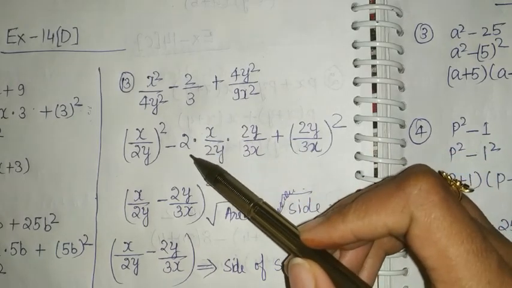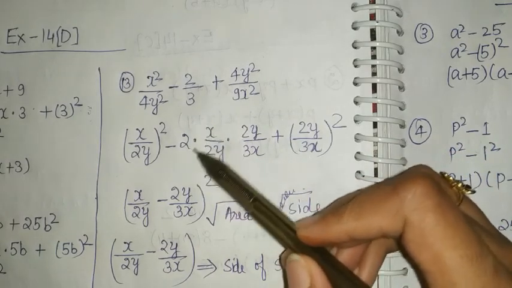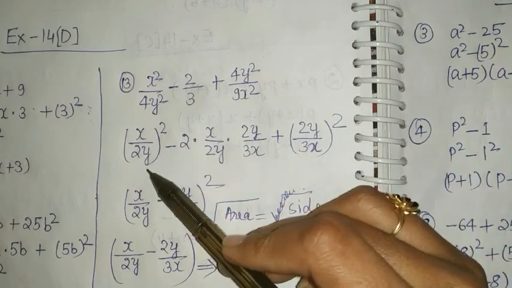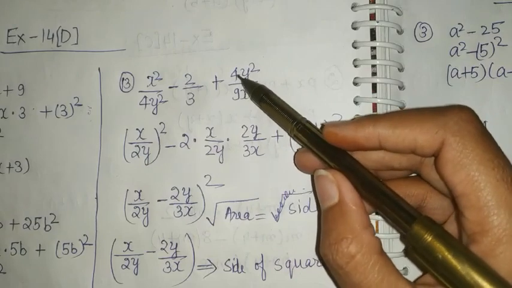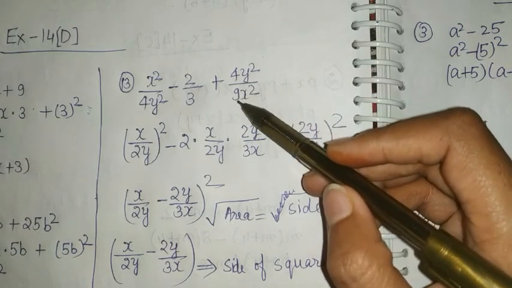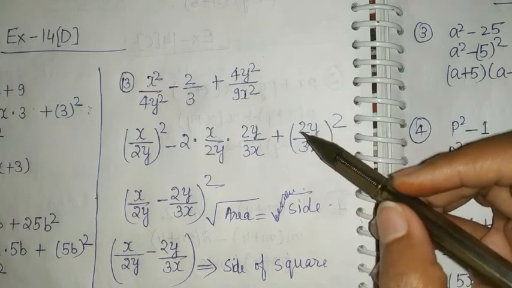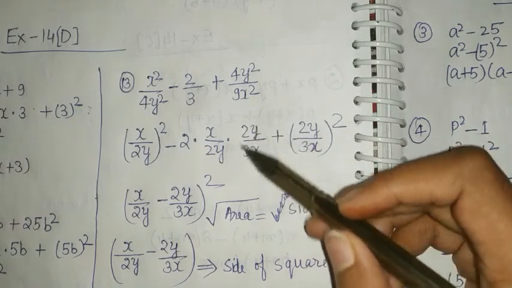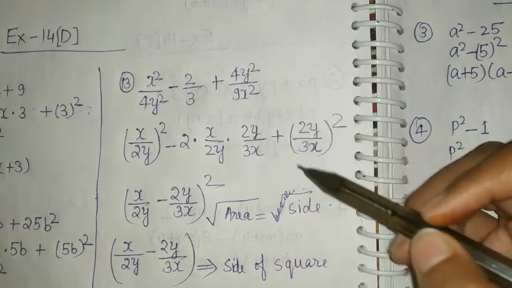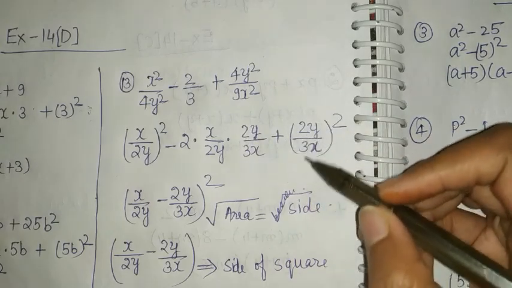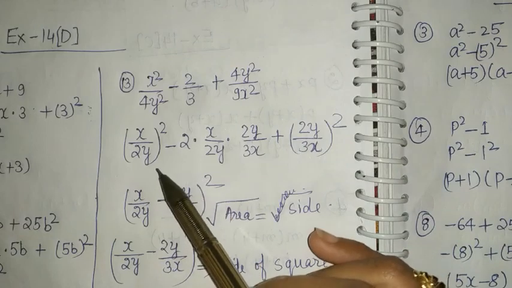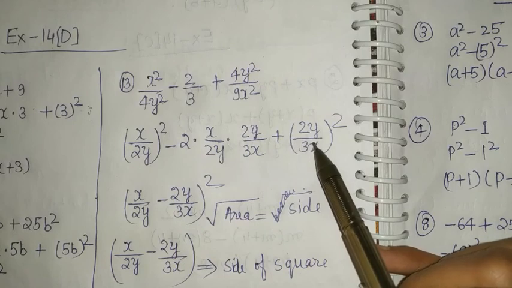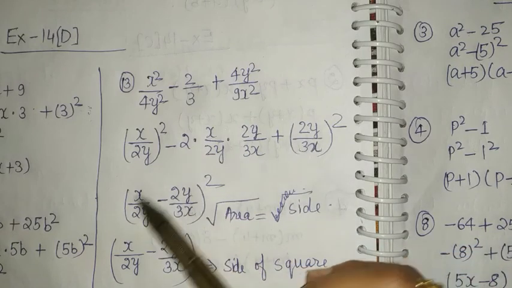In this second term, we have to write 2ab. So 2 we have to separate as it is given in the formula. Now term a is x upon 2y, we can get it from here, and term b will be, instead of 4 we will write 2 square, and instead of 9 we will write 3 square. So we will get here 2y upon 3x. So b will be equal to 2y upon 3x, and this term I have already discussed. So instead of all these terms, now we have a square minus 2ab plus b square. So we can write (a minus b) whole square.